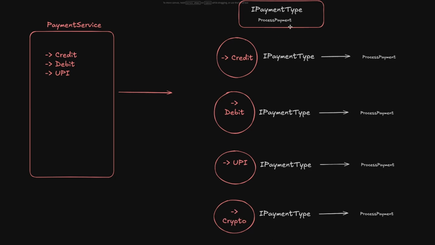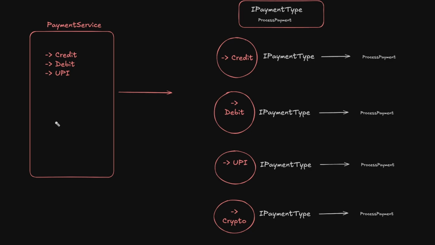This will inherit from IPaymentType interface, and since it's inheriting from IPaymentType interface, it will have this processPayment. It can have whatever else it wants, but this will be there. So I'm not changing any of the existing functionality. They're pretty much the same. We have tested this, and there's no issues with this.